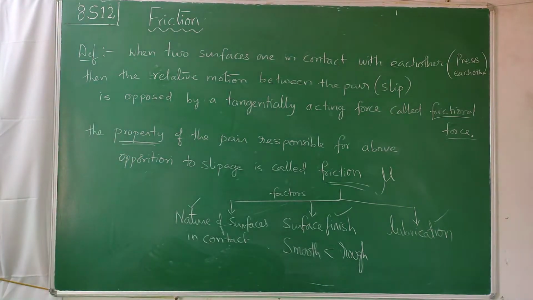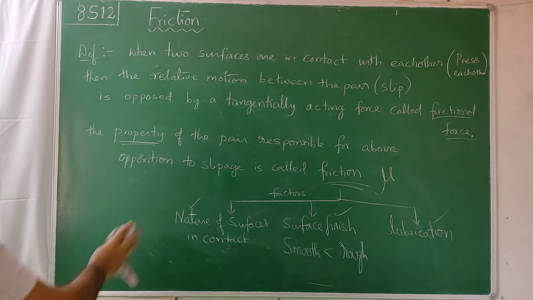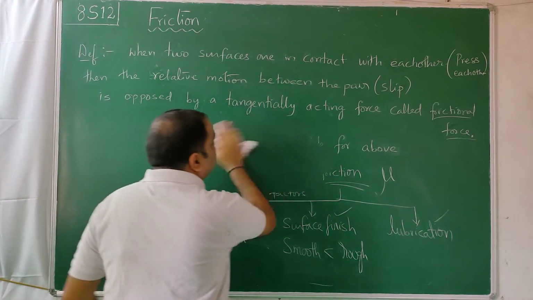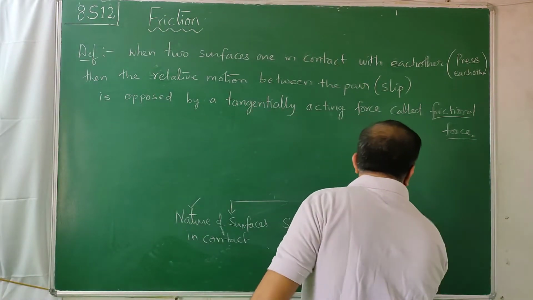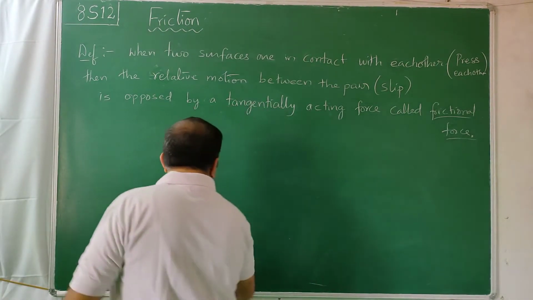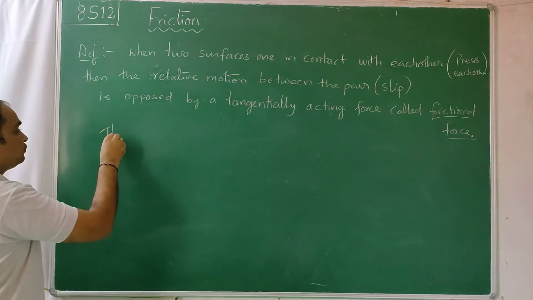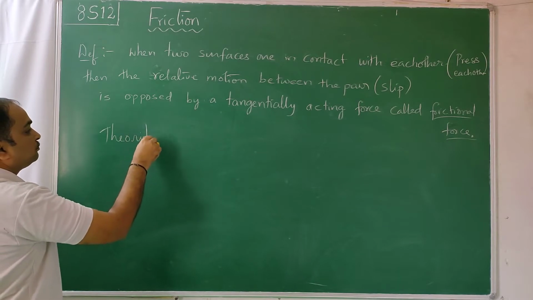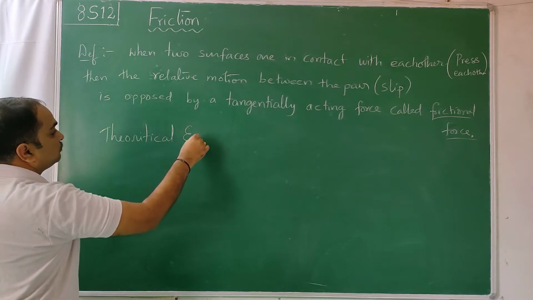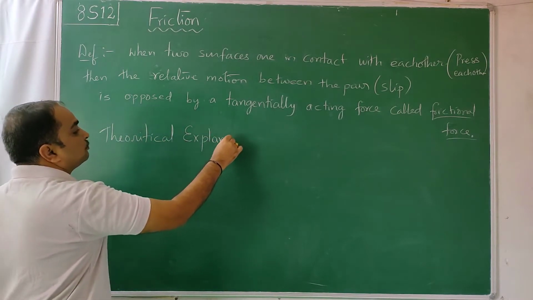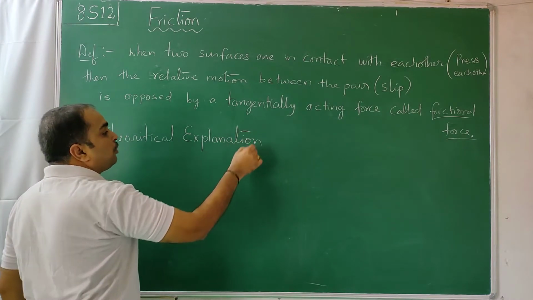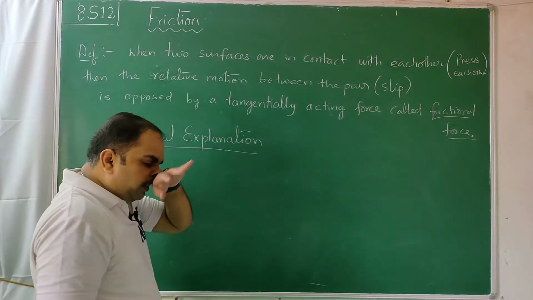Not only the factors, some other things are also there which will affect friction. And now comes one question: why do smooth surfaces have friction? For that there is a theoretical explanation of friction. Practical explanation, I am going to do a lot of examples. Theoretical explanation, only one is there.